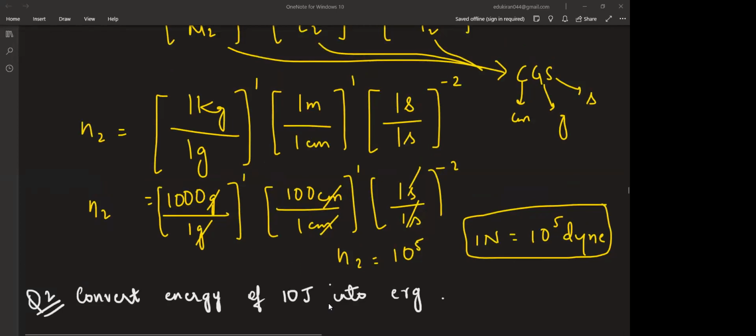Other students try this. Joule is basically the SI unit of energy, and this is the CGS unit. So write the dimensions the way we have done for force. We have written every dimension for force. Write it for energy. And this time, N1 is not one that we can neglect. Here we had neglected N1. N1 was also getting multiplied. Here this is 10 joules, that you can multiply at the end once you have the value of N2.